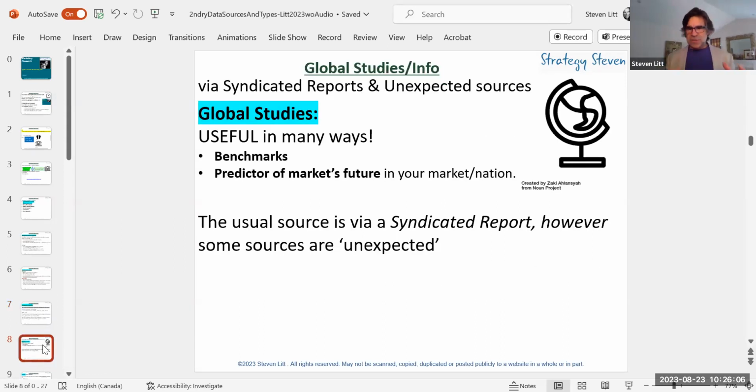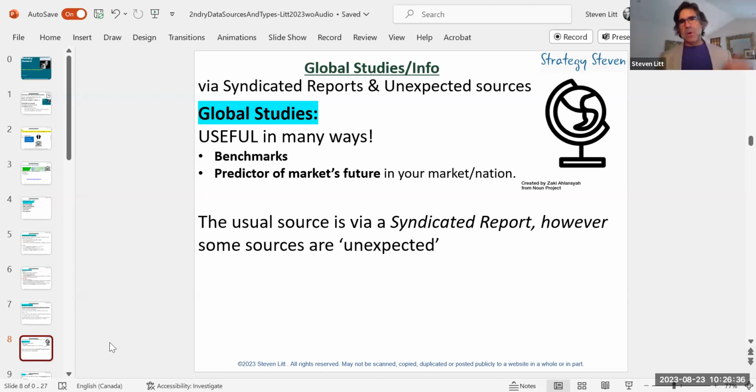Global studies are a subsection of syndicated reports. These can be useful in many ways. For example, how to benchmark higher rates of consumption, right? If your market, let's say it's Canada, is lower in consumption of or penetration of hybrid automobiles than Britain, then you might want to compare what are the fit factors, how high the sky is, what different segments may have developed in that more developed market. They can be a predictor of the market's future in your market nation.